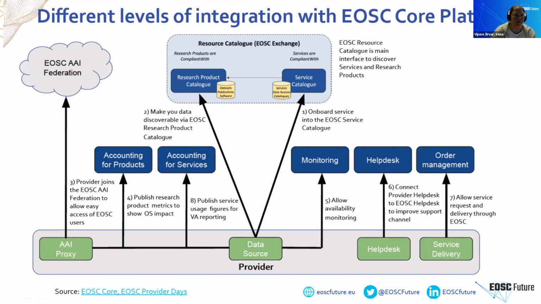And perhaps just a view of how these different layers integrate with the EOSC Core platform. So we have different resources. When we're talking about the service catalog, I think what was presented is that we have services and catalogs and data resources, but then you also have the research products catalog when you're talking about data sets, publications, and software.